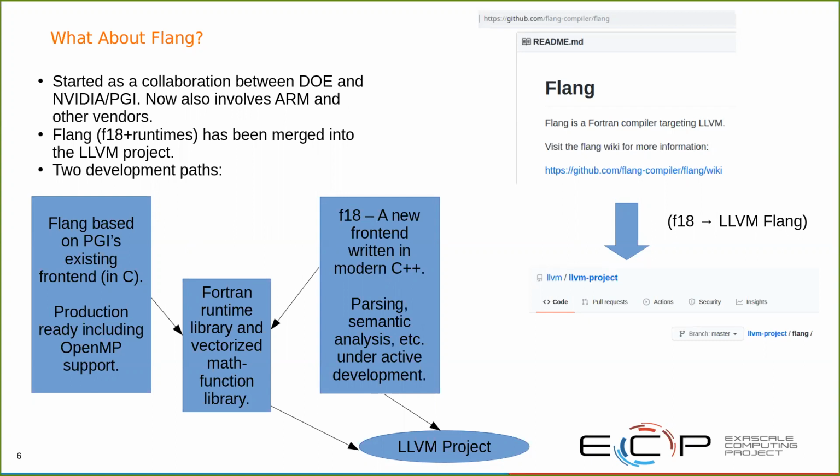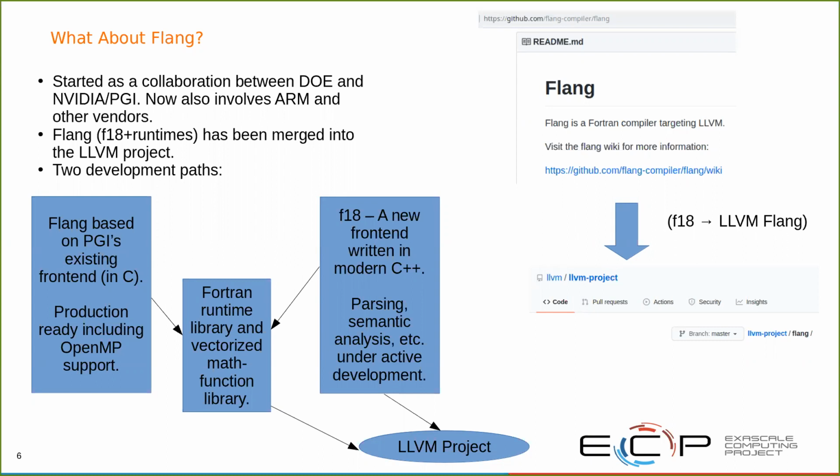The collaboration has produced two different artifacts, or is producing two different artifacts. One is a version of Flang that's based on PGI's old Fortran front-end code base. And I say it's old, but it's been maintained, and this is capable of producing production quality code for CPUs, including OpenMP support, and it has some preliminary GPU support as well.